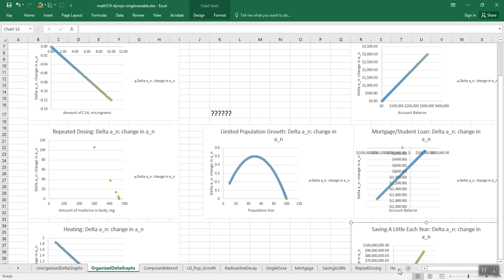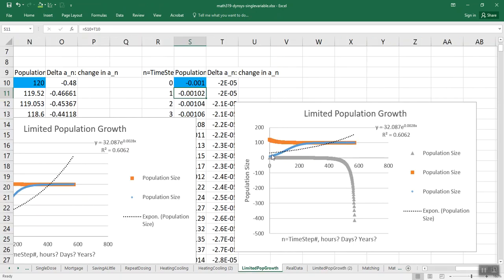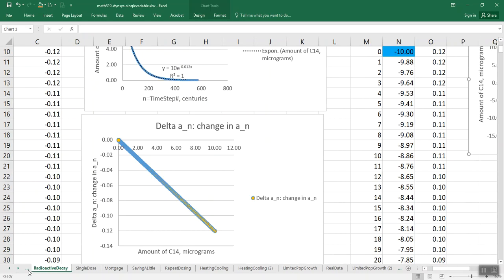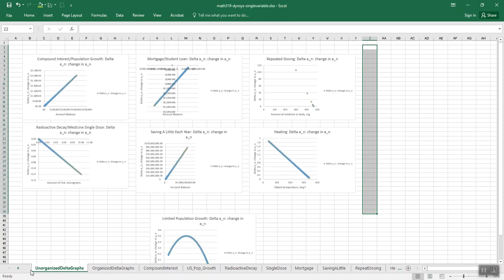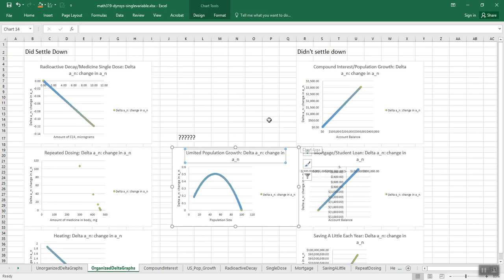And then the limited population growth was an interesting story, right? Because did that settle down or not? Well, it settled down if you started out positive or even above the carrying capacity, but if you started out negative, it didn't settle down. And when it started out positive, it didn't settle down towards 0, it settled down toward the carrying capacity. So what can we say about whether limited population growth settles down or not? Well, sometimes it does and sometimes it doesn't, or it depends on where you start. So we'll let you think about that.